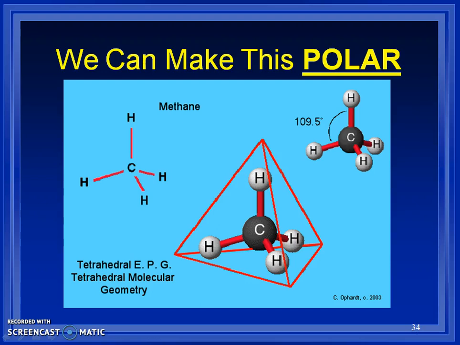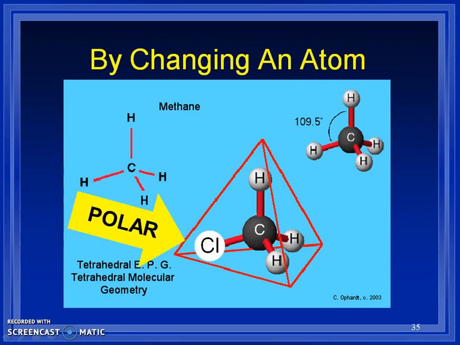Now, how can we make this polar? Well, all you got to do is change 1 or 2 or 3 of those elements. Change that hydrogen to a chlorine and boom, now you got a polar molecule. And the reason you have a polar molecule is because now chlorine has a different electronegativity. Chlorine is going to have a pull on that carbon element differently than the 3 hydrogen atoms that are attached to it.